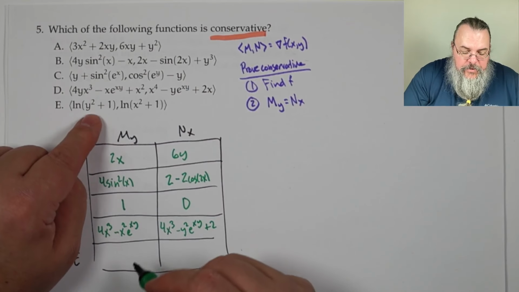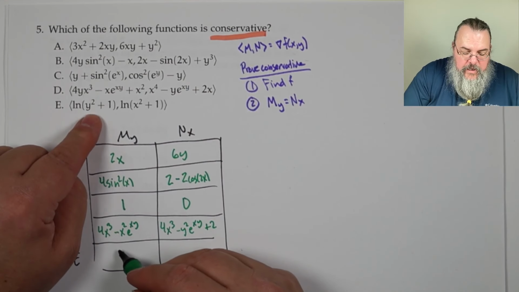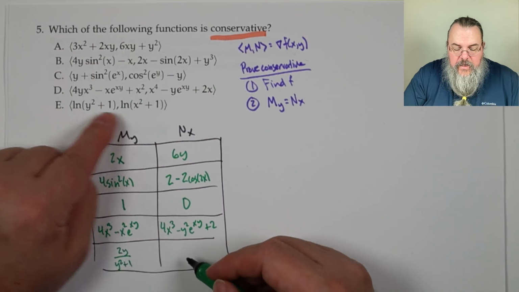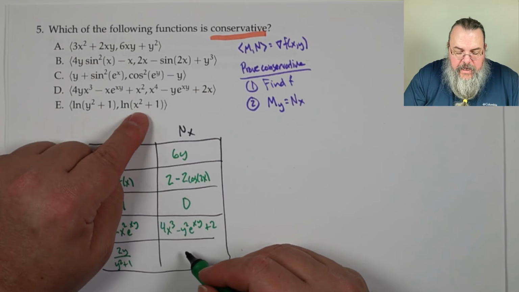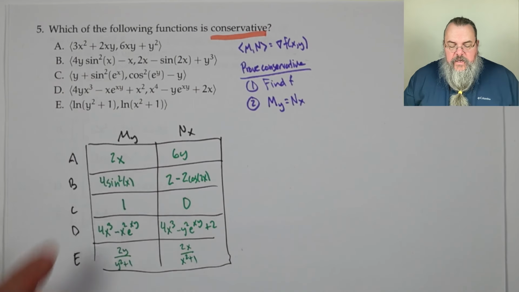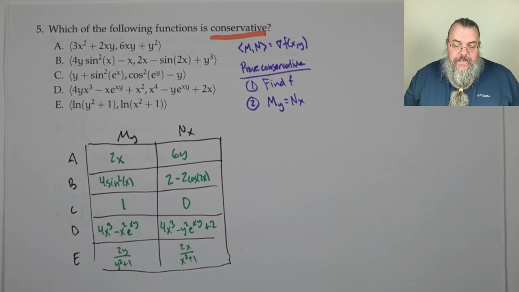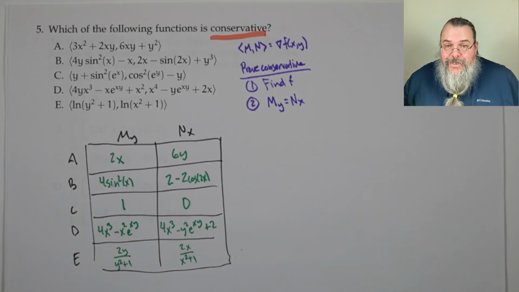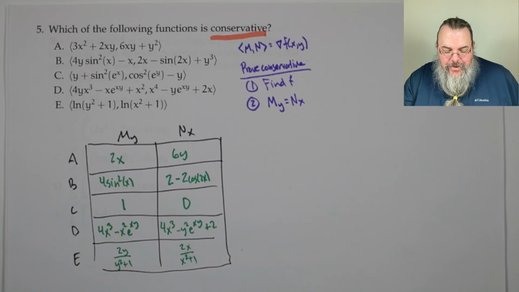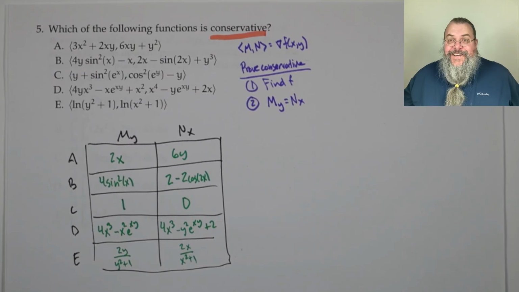Take the derivative of the first side with respect to y, and that's 2y over y squared plus 1. Take the derivative of this with respect to x, that's 2x over x squared plus 1, and there we go. Now, we're just looking for where two of these match. They're equal. And what does it look like? It looks like none of them match.